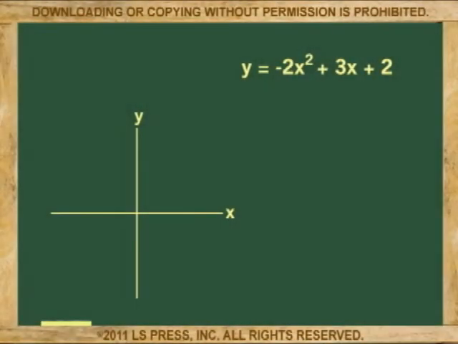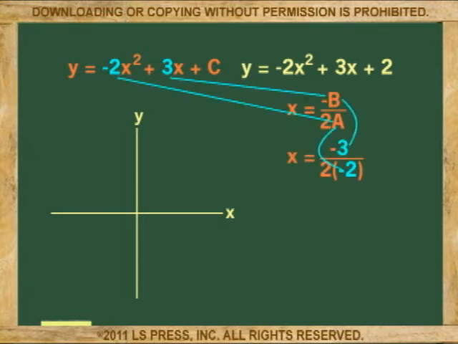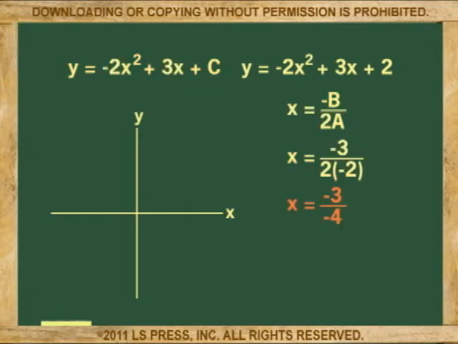The next one is: find the vertex for the parabola y equals negative 2x squared plus 3x plus 2. Using the standard equation as reference, we see that a equals negative 2 and b equals 3. Substituting in the equation x equals negative b over 2a, we get that x equals negative 3 over 2 times negative 2, or negative 3 over negative 4. The value of x for the vertex is positive 3 divided by 4, or 0.75.